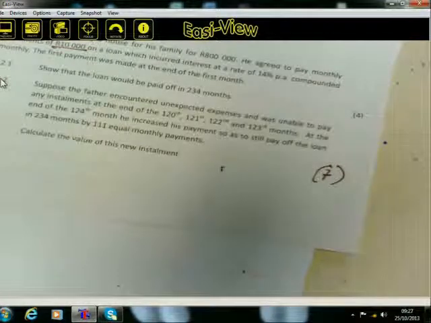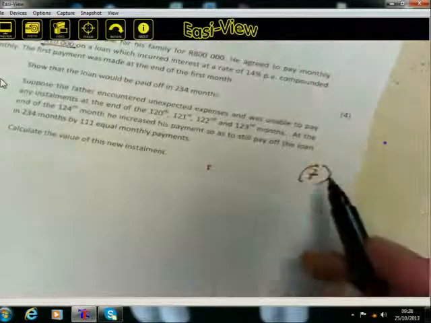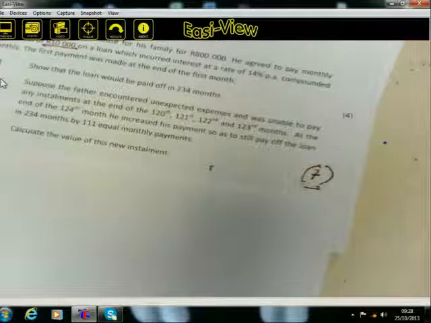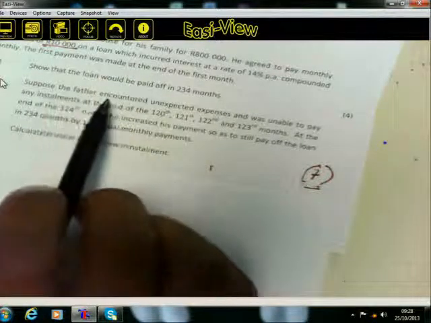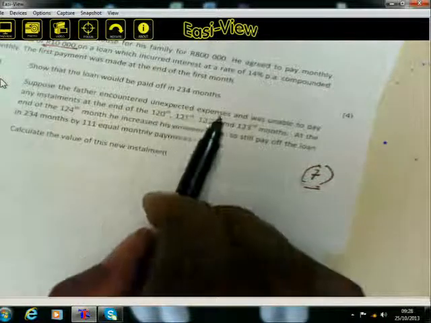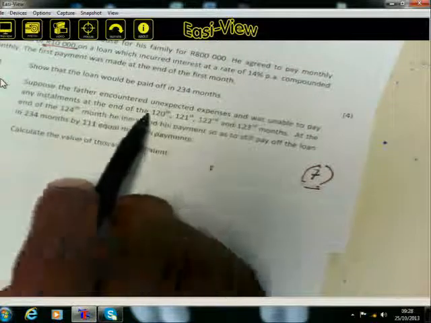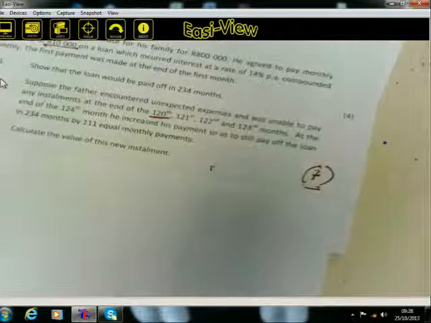Thank you very much. Let us see. What do you have? What is the first thing that you did there? Of course, you have a number of steps that you must look at, because when you look at the question, it's a 7 marks question, right? Okay. Now, when you look at this one here, suppose the father encountered unexpected expenses and was unable to pay any installment at the end of 120. Right? When was the last payment?